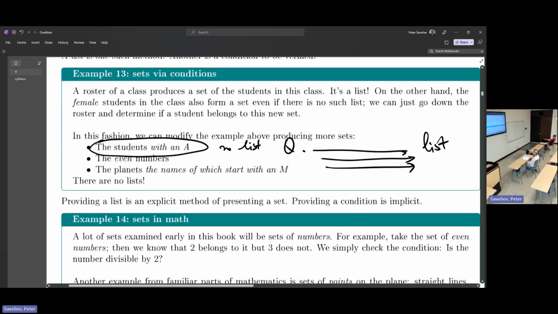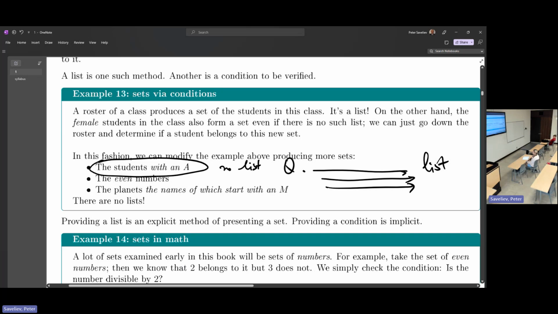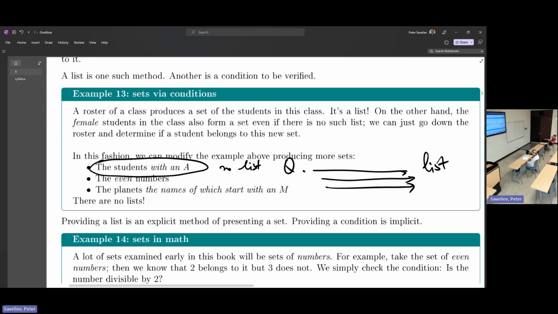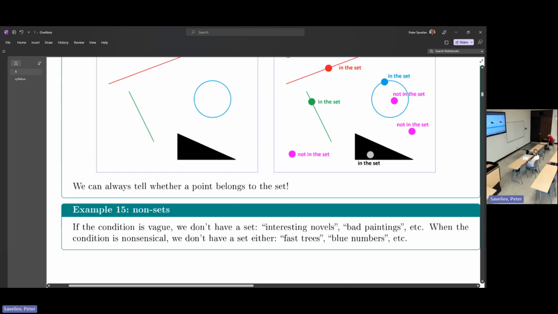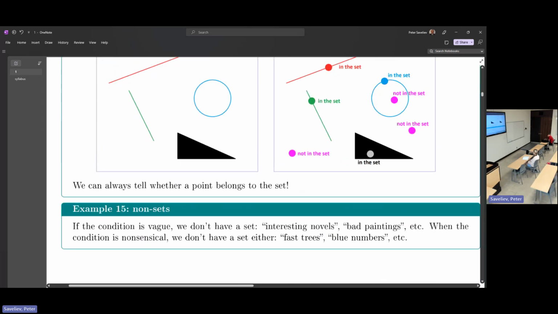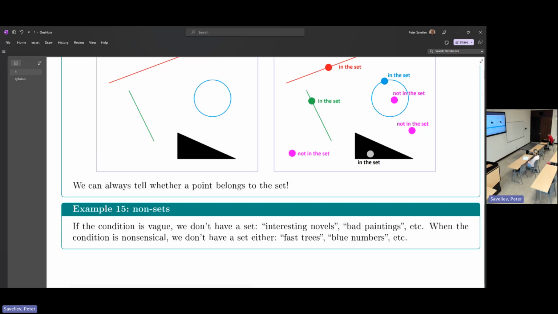Similarly here, you can test every student, look at what the grade is, and then put him on the list or not put him on the list. That's how we solve the problem. Similarly, look at the list of all the planets and pick the ones with M. And once again, if it's Mars, yes, Earth, no. So every time. That's what defines a set, that we are able to do it. Without actually solving the problem, we look at the condition and make sure that it makes sense and it does filter, if you like, all the possible elements into two: yes and no.